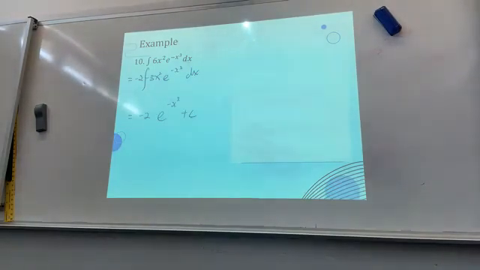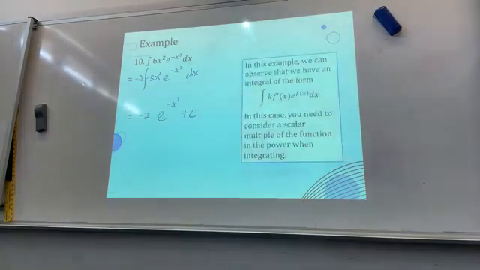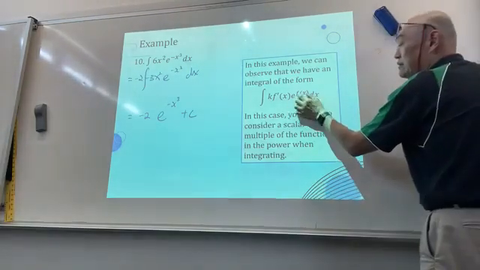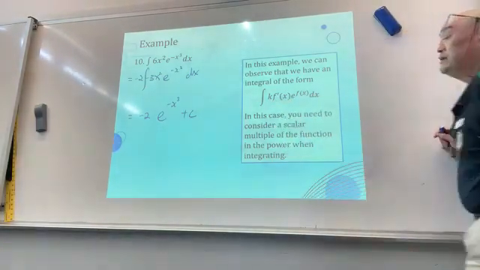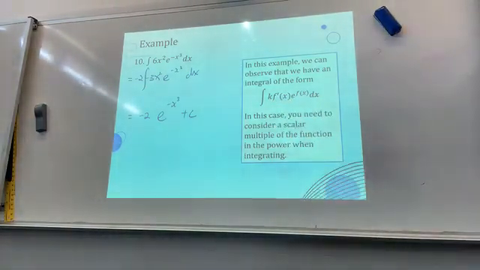integrate that. Now, what I want you to think about is, in this example, we observe that we have an integral of the form k times f dash x, the first derivative of f(x), e to the power of f(x), dx. So in this case, you'll need to consider a scalar multiple of the function in the power when integrating.